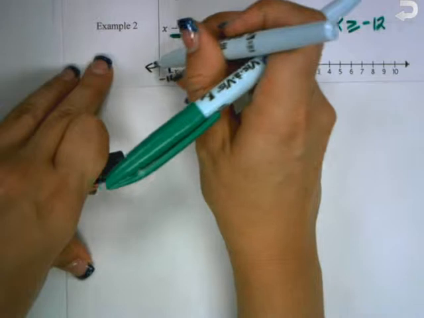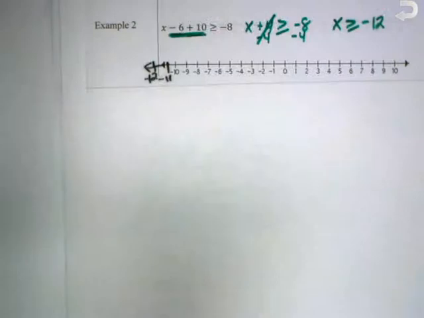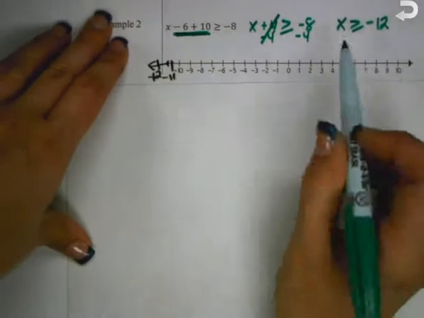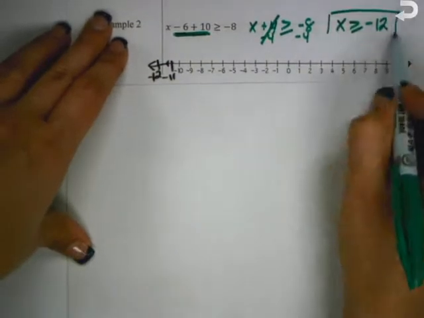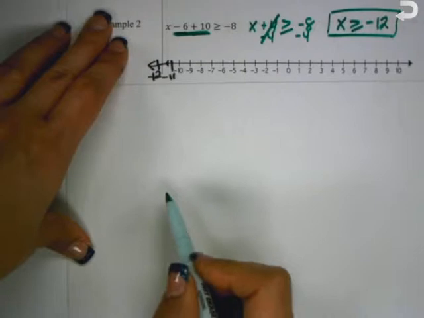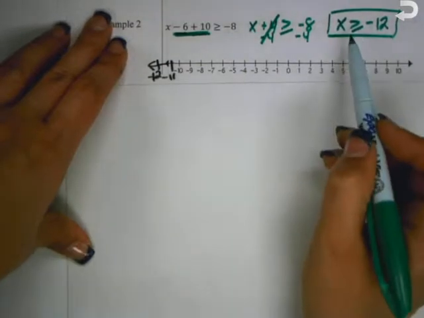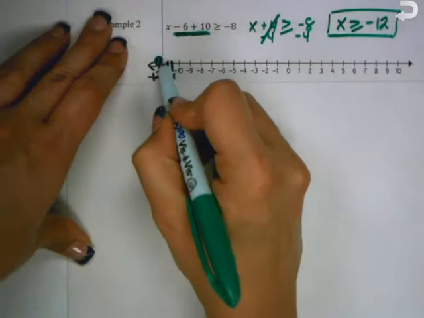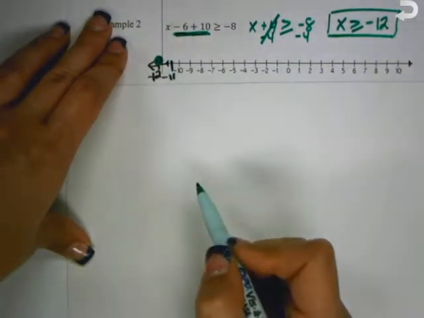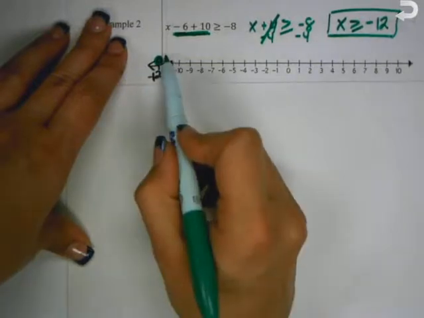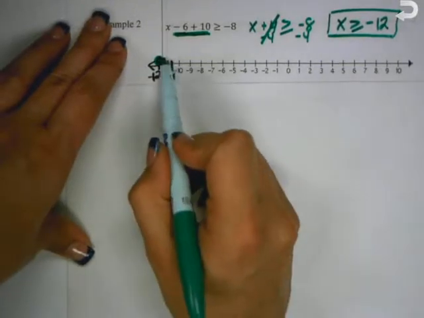Okay, so let's graph this. X greater than or equal to -12. Is my dot going to be solid or open? Solid, because x can equal -12. So we put a solid dot at -12. And it's greater than, so does it go to the left or to the right? To the right. And that's it.